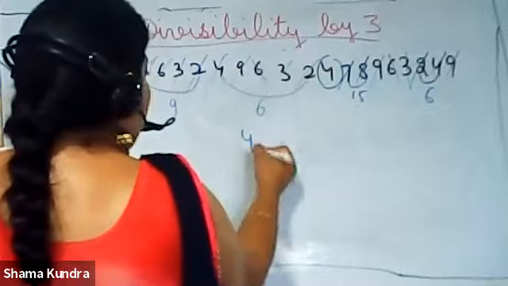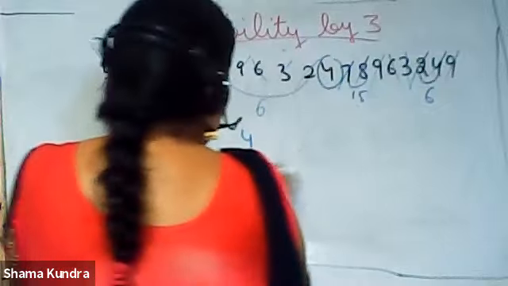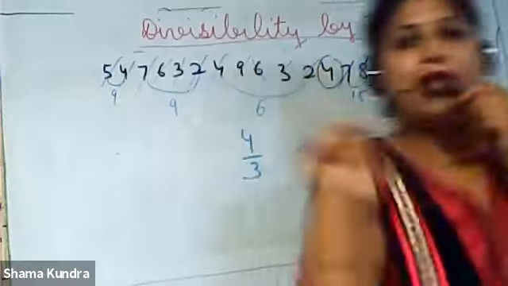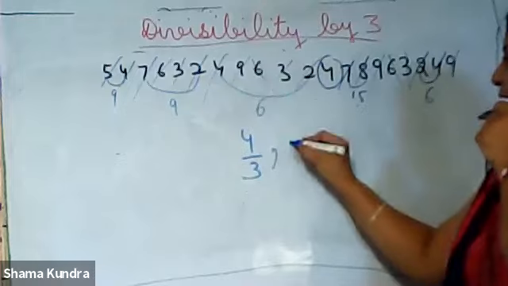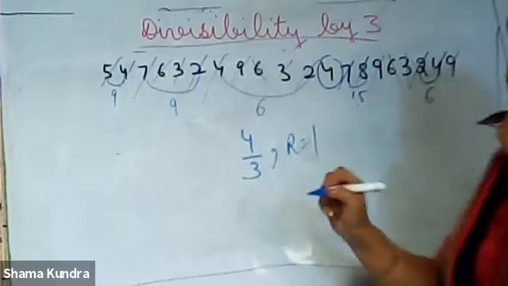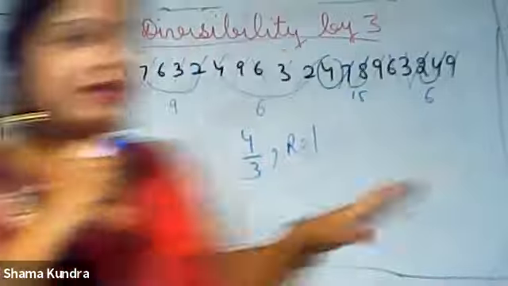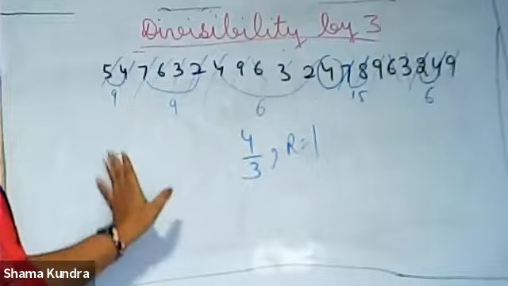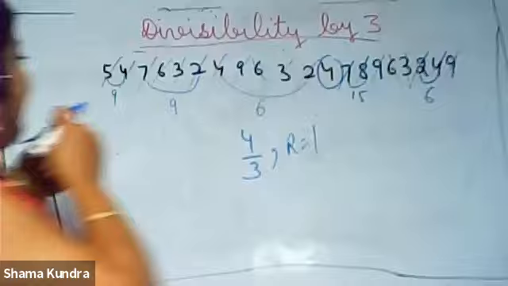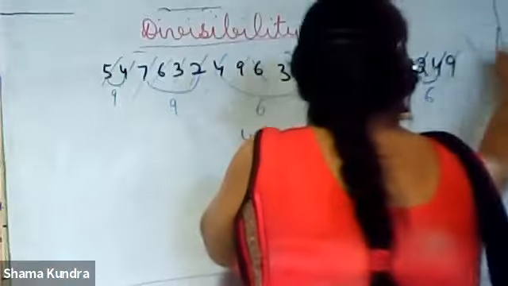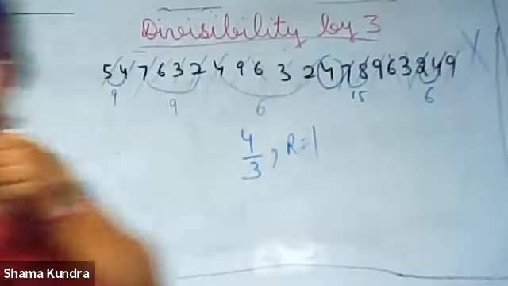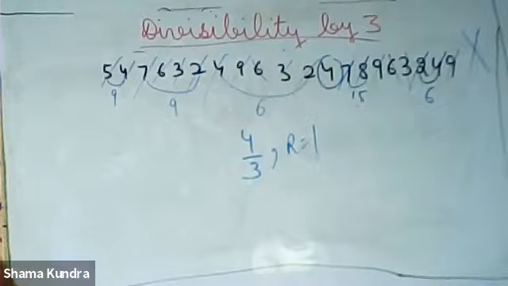Now when I divide 4 by 3, what will I get? I will get remainder 1 instead of 0. Here the remainder is 1 instead of 0. If the remainder is 1, the given number is not divisible by 3. Now I will take some examples.